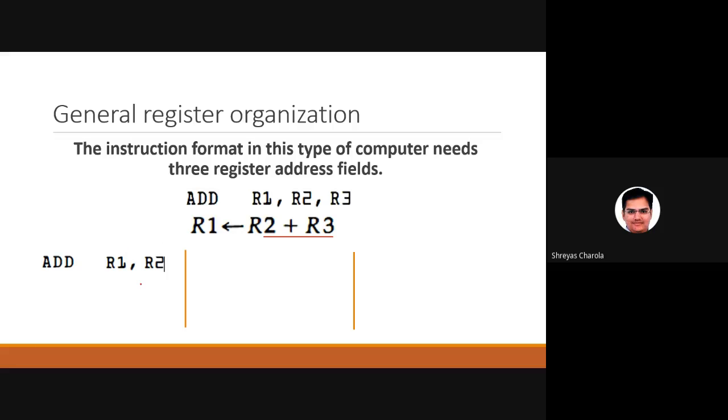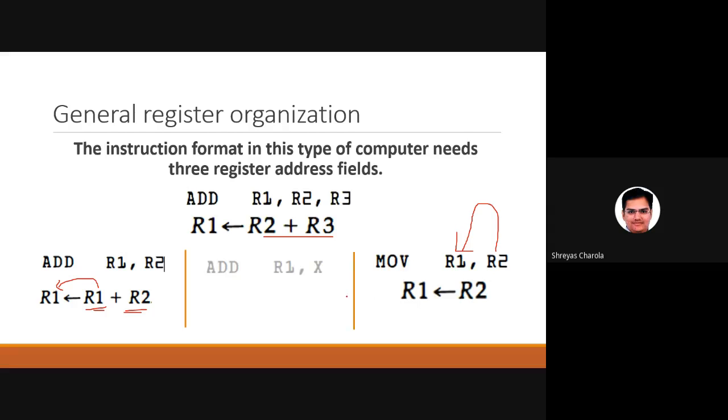So here what happens? R1 will be added with R2 and the answer will be stored in R1. If I write move R1 comma R2, then directly R2 will go to R1. What if I write like this? What answer will we get? If I write like this, write down the answer in the chat box.